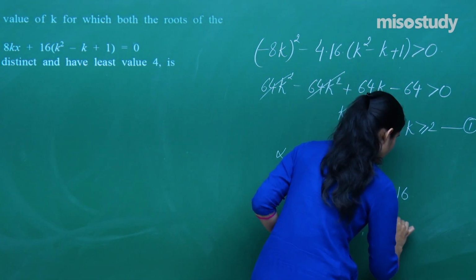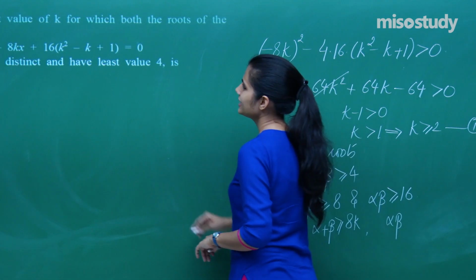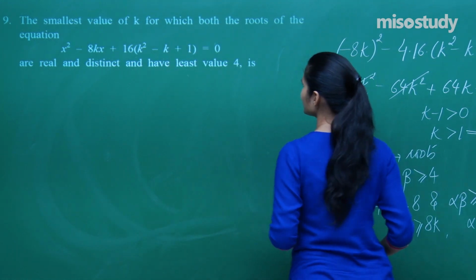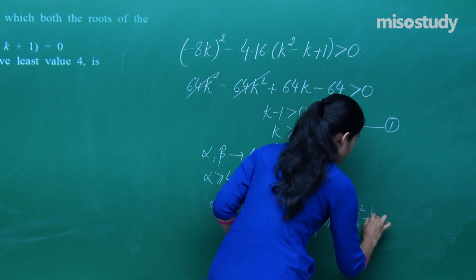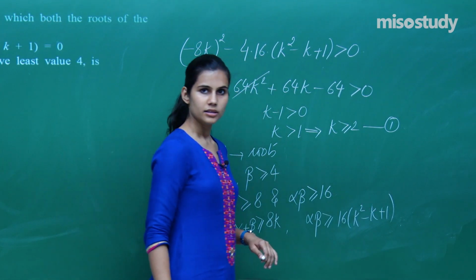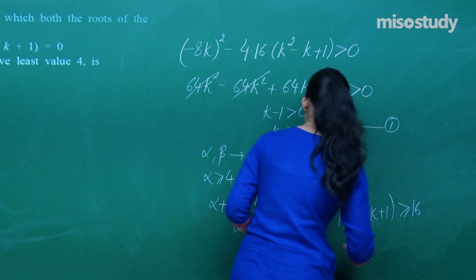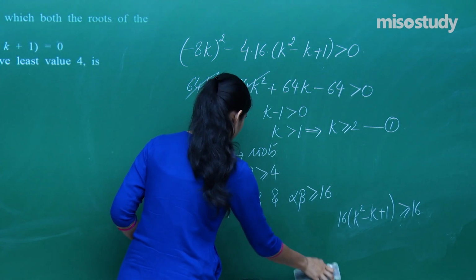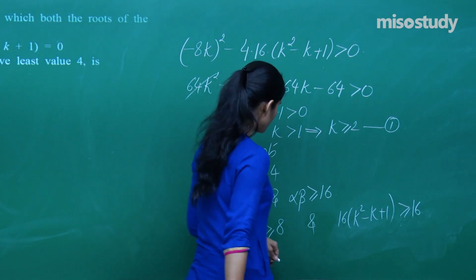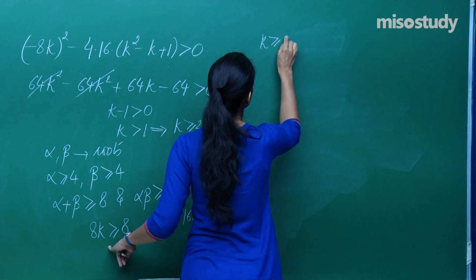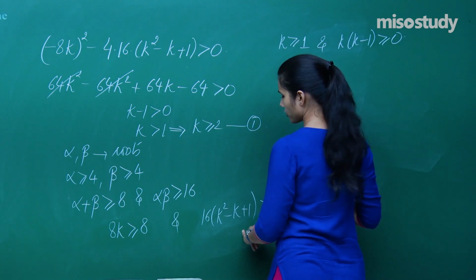and this is greater than equal to 8k, and alpha into beta is c by a, which is 16 into k square minus k plus 1. This is greater than equal to 16 into k square minus k plus 1. I can say this is greater than equal to 16 and alpha plus beta is 8k. 8k is greater than equal to 8. So you get k is greater than equal to 1 and k into k minus 1 is greater than equal to 0. From here you are going to get that.